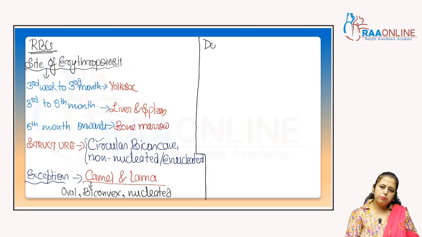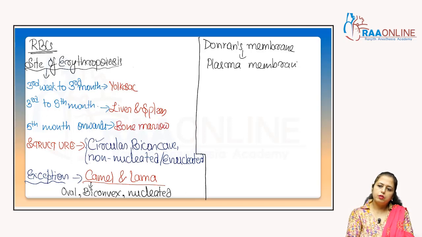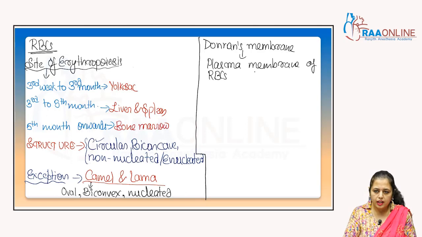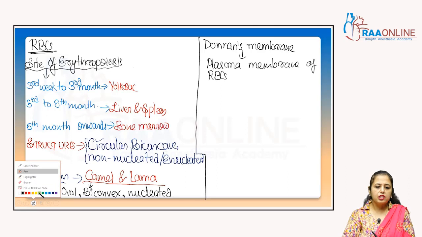The RBC is covered by a plasma membrane, and its plasma membrane is known as the Donnan's membrane. Clear? It is permeable to chloride and bicarbonates and impermeable to sodium and potassium ions, and that phenomenon is called the Donnan's phenomenon, right.